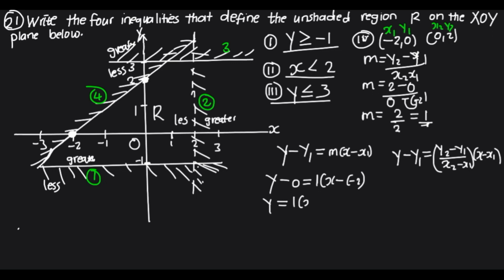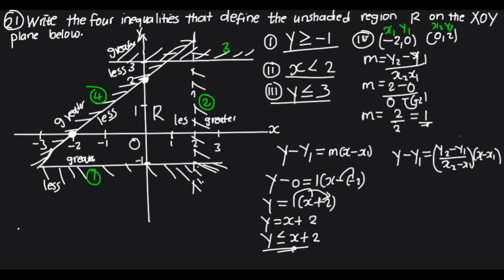1 open bracket x minus c minus, we get positive 2. So if we now expand, 1 times x is x plus 1 times 2 is 2. Now if we go back to this line, the upper region, the shaded one, is greater, so we want the less. So the final answer is y is less than or equal to x plus 2.